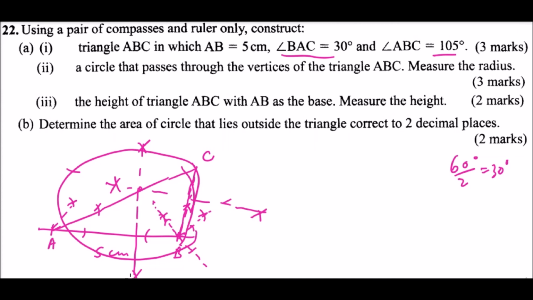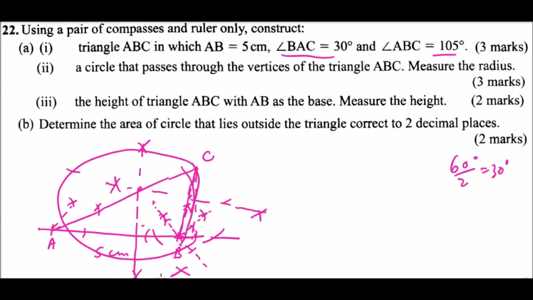Part A, Roman 3, the height of ABC with AB. So you extend AB, put your compass here, make two arcs here, and you bisect, you make another arc there, you draw a perpendicular, then you measure that height. Then part B, determine the area of the circle that lies outside the triangle, correct to two decimal places.